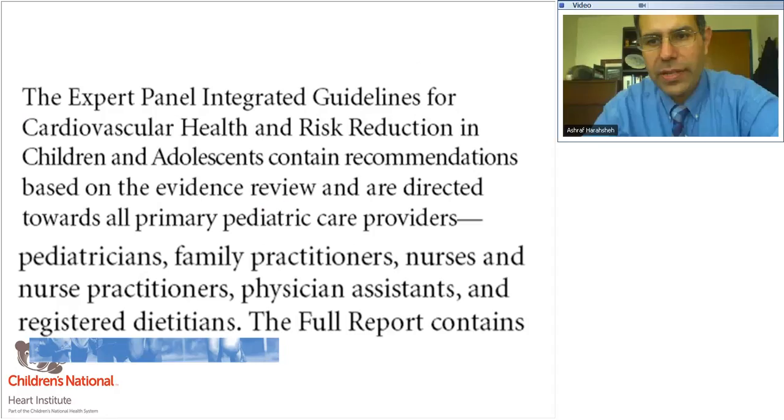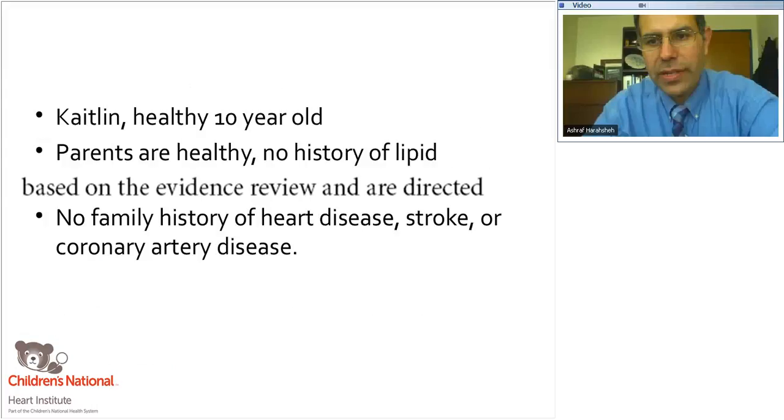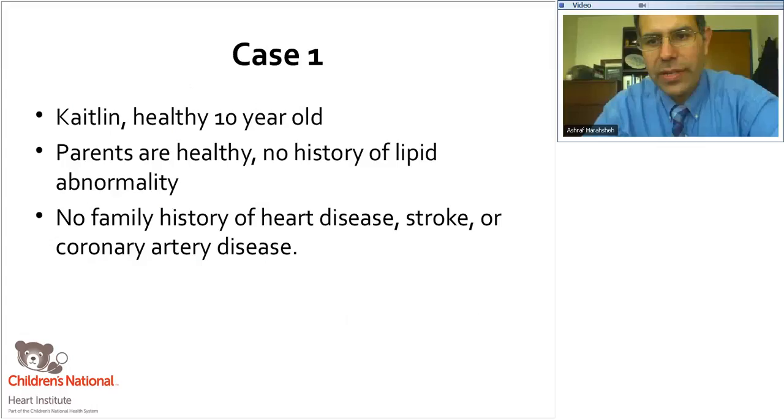And the guidelines were meant for you, the practicing pediatricians. They did not develop these guidelines for preventive cardiologists or lipidologists. They actually had you as the main person taking care of those kids. I see this model as similar to the ADHD model that the American Academy of Pediatrics came up with to equip pediatricians to take care of those children.